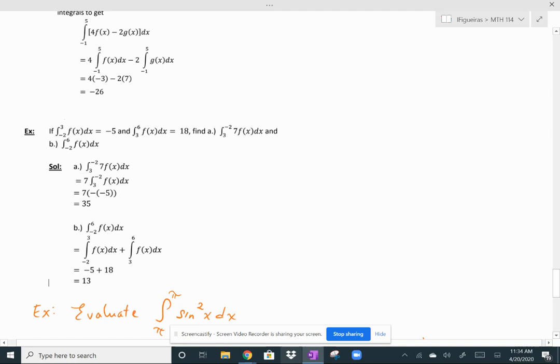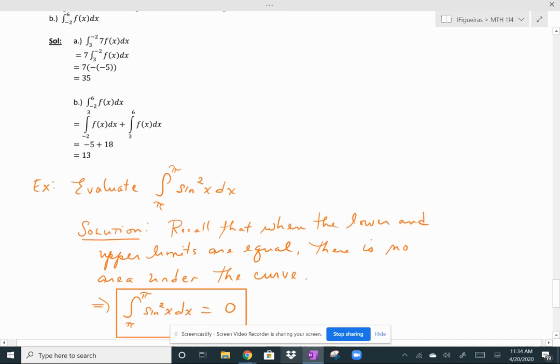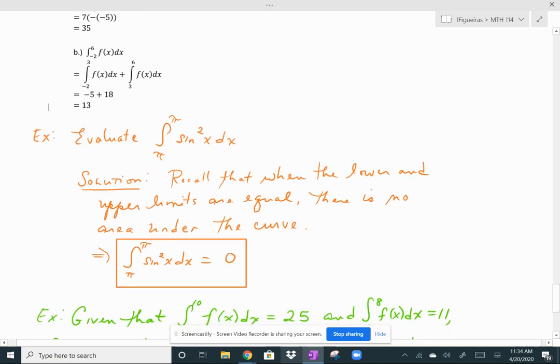All right, so let's do another example. So this is, again, using one of the properties. This is when I warned you to try not to forget it. So we want to evaluate the integral from pi to pi of sine squared of x dx. Here's a reminder that when the lower and upper limits are equal, there is no area under the curve. So this integral has a value of just 0.